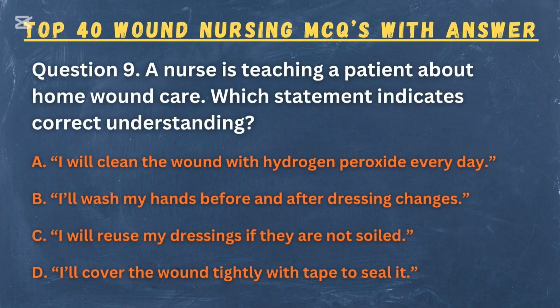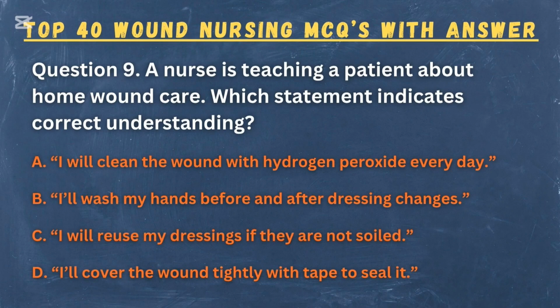Question 9. A nurse is teaching a patient about home wound care. Which statement indicates correct understanding? A. I will clean the wound with hydrogen peroxide every day. B. I'll wash my hands before and after dressing changes. C. I will reuse my dressings if they are not soiled. D.